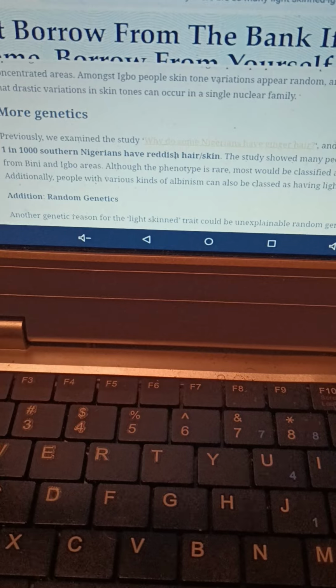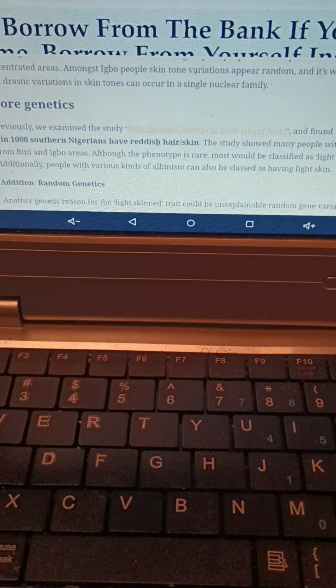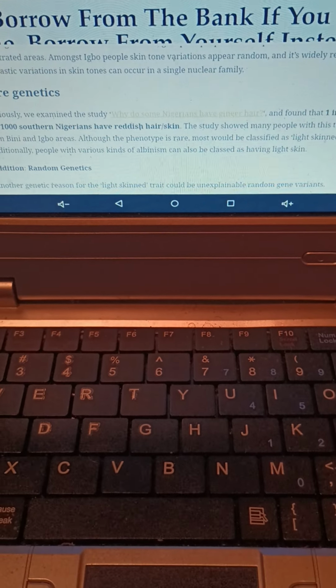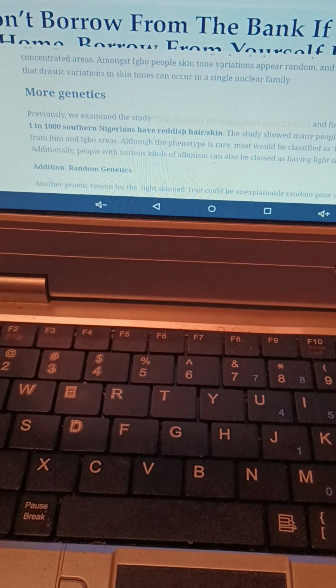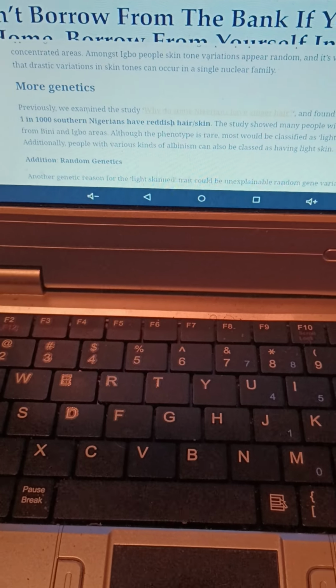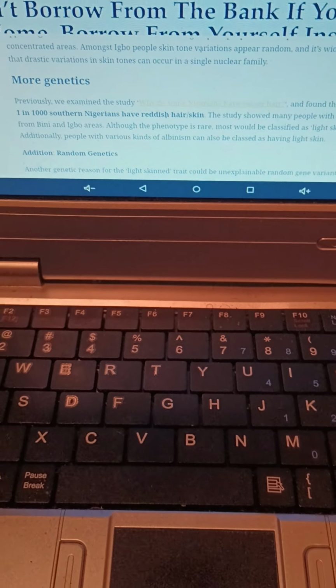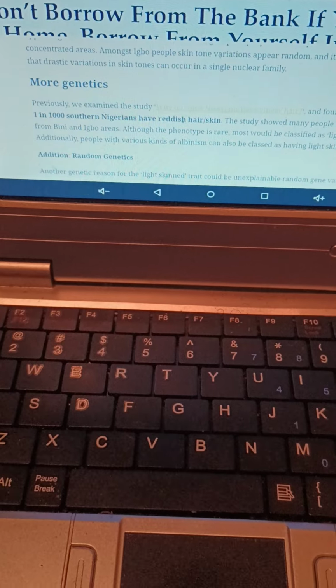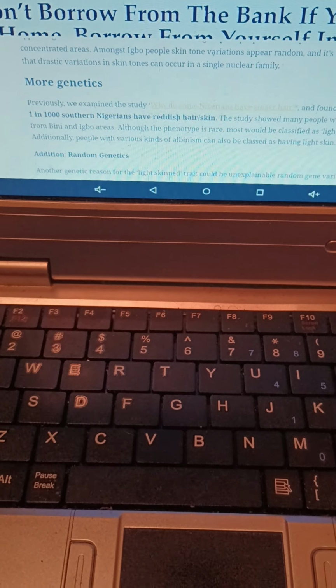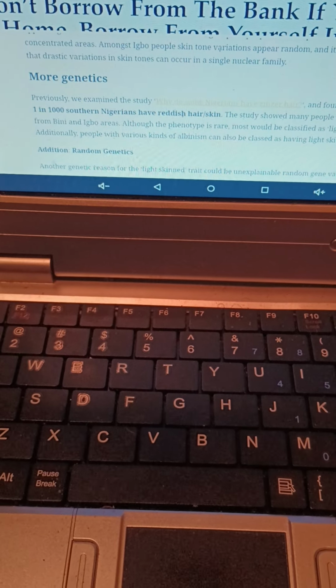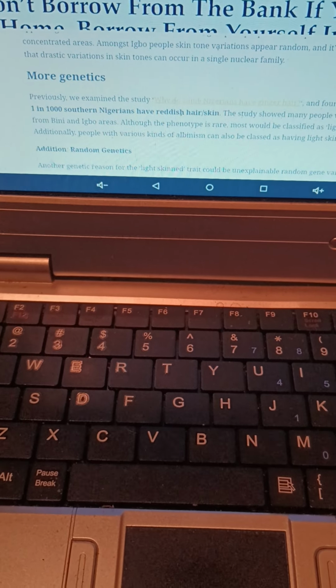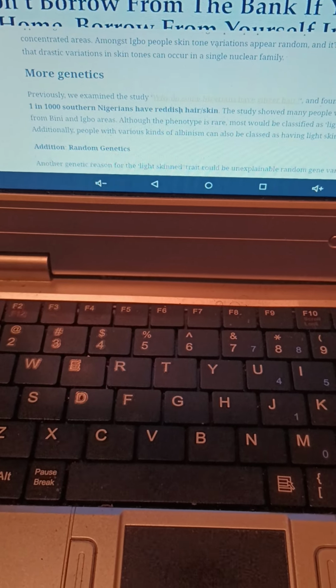Previously, we examined the study, why do some Nigerians have ginger hair, and found that 1 in 500 to 1 in 1,000 southern Nigerians have reddish hair. The study showed many people with this trait are from Benin and Igbo areas. Although the phenotype is rare, most would be classified as light skin. Additionally, people with various kinds of albinism can also be classed as having light skin.